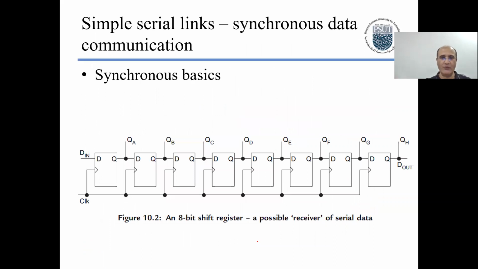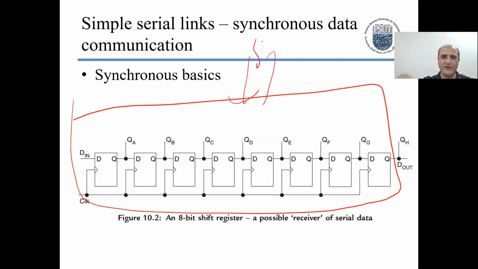Basically, how does communication happen in synchronous communication? For example, you have an 8-bit register. You write the 8 bits into it, right? Then you provide a clock with a certain speed. On every rising edge, this will shift the input to the output, this input to the output, this input to the output, and what was here is going to go out.